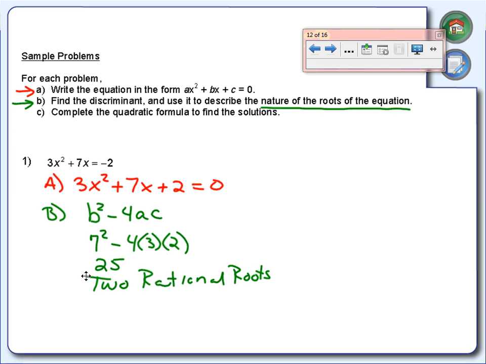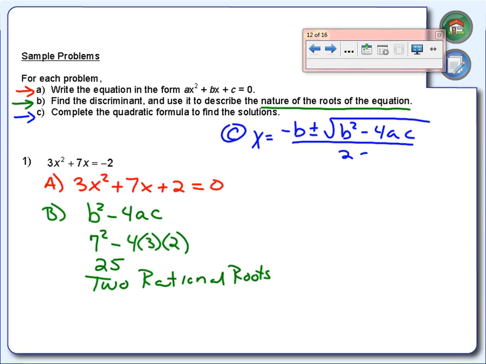The third step is to find those 2 rational roots. And we're going to find those rational roots using our quadratic formula. So now we're going to go through the whole formula itself. So this is part C here. So the formula was x equals negative b plus or minus the square root of b squared minus 4ac, divided by 2a. That's the formula.